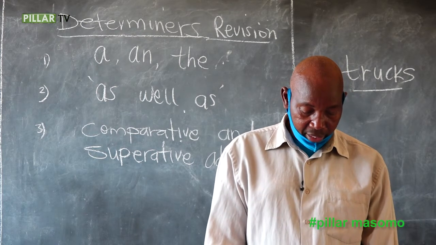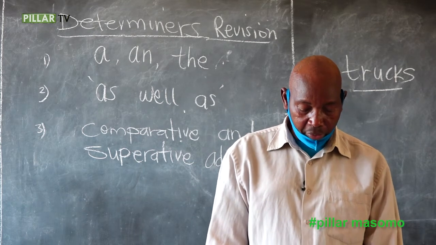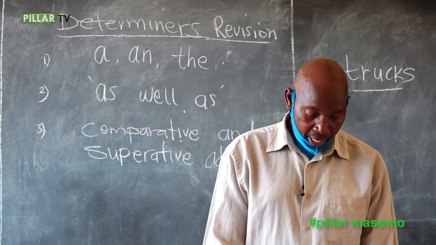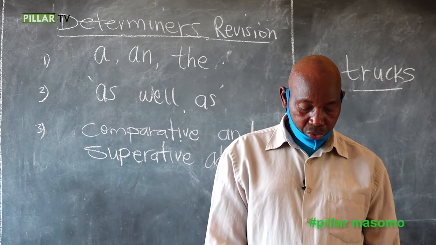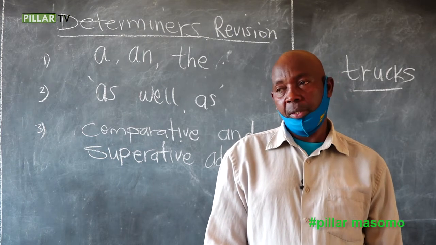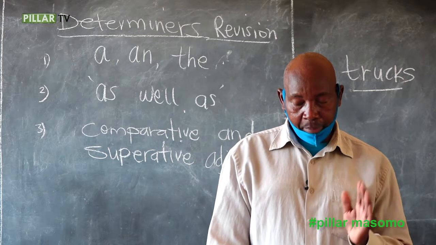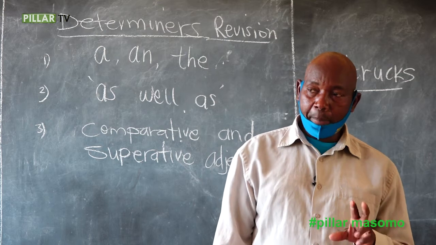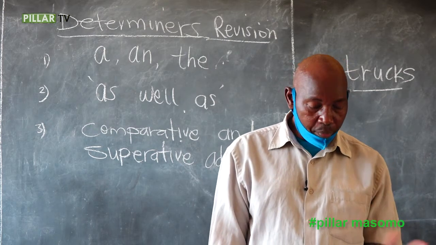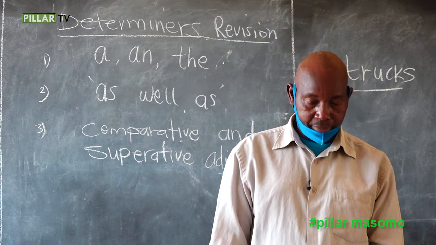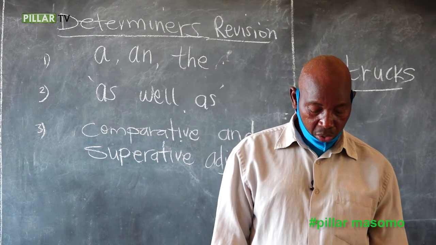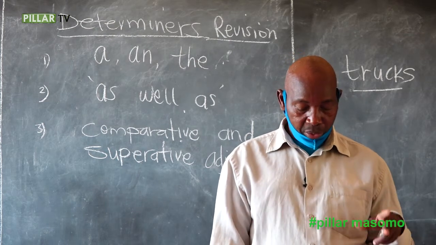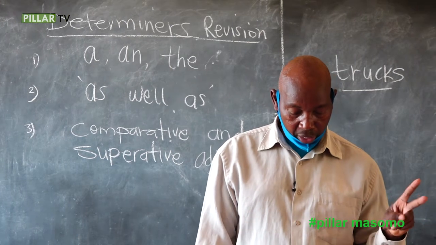Another sentence says, Olo is the tallest boy in the class. So we have used tall to compare two boys and also to compare the boy with others in the class. So when we are comparing two things or the two boys, we have said taller. Olo is taller than Ali. We use two items. We use taller. The two boys, taller.